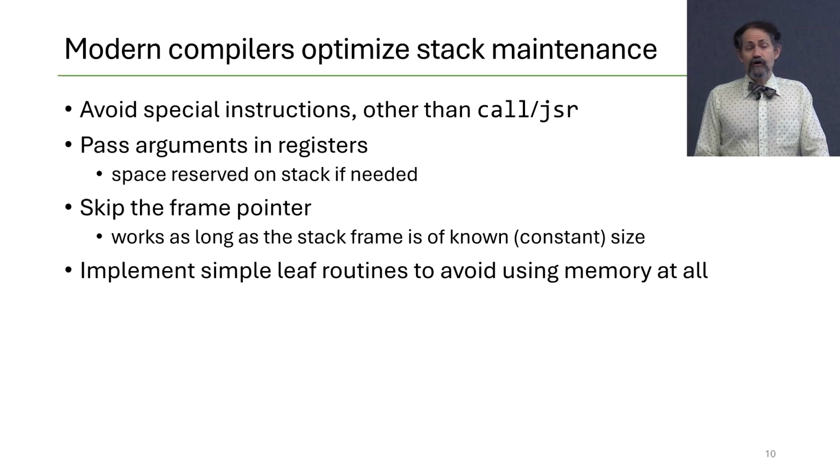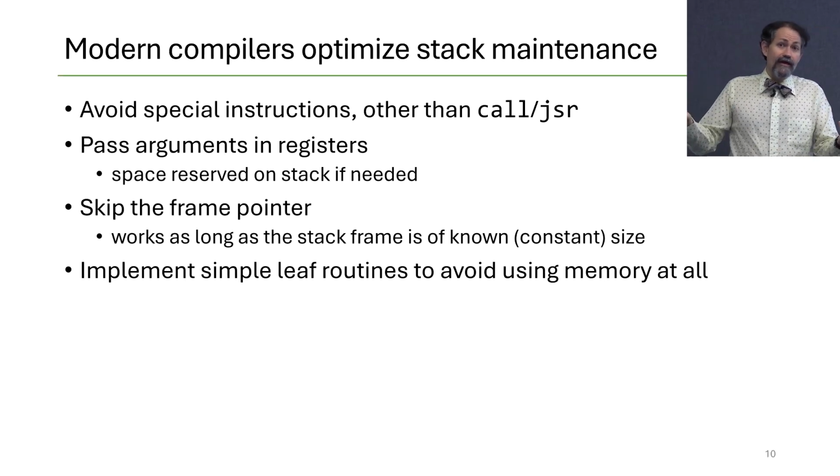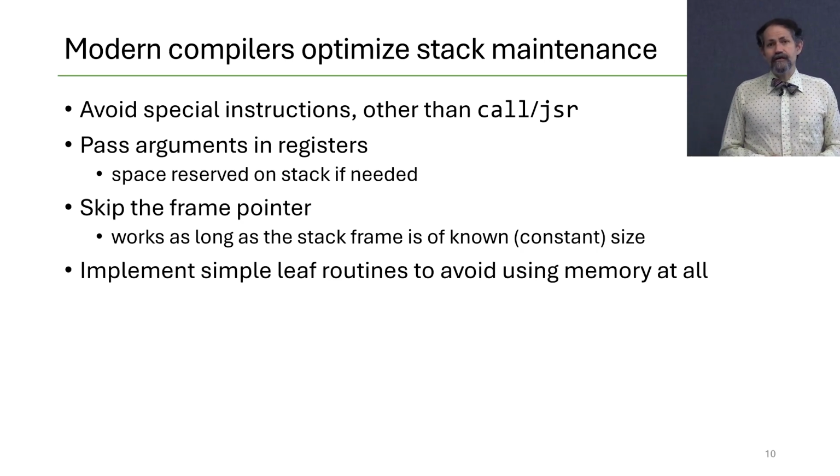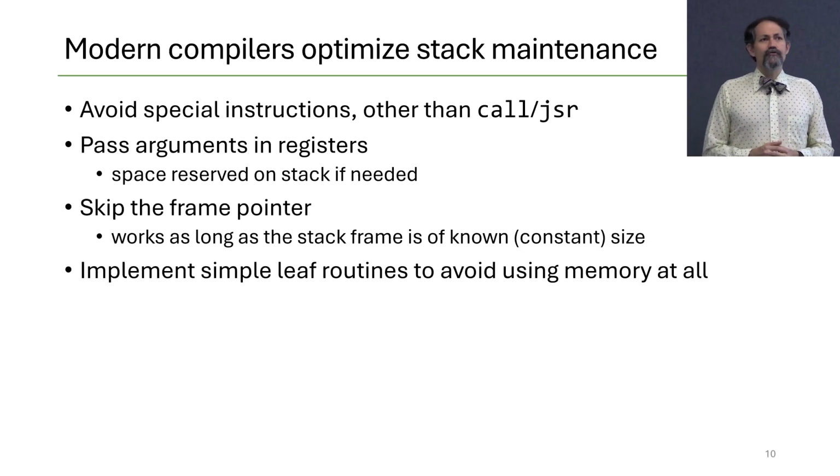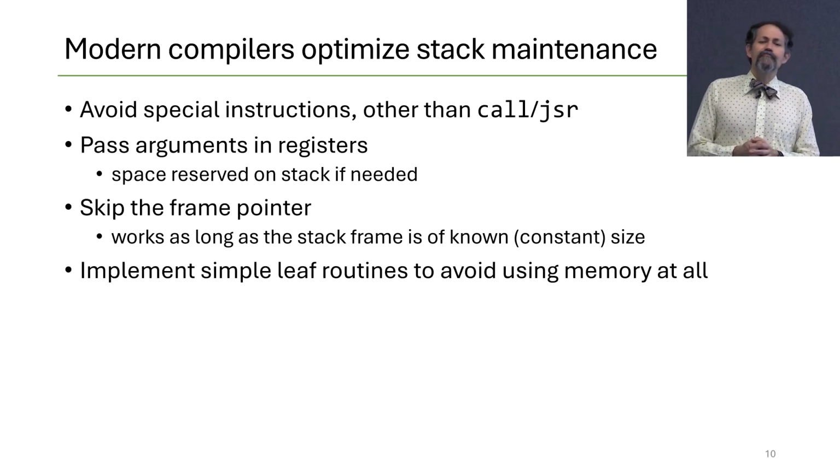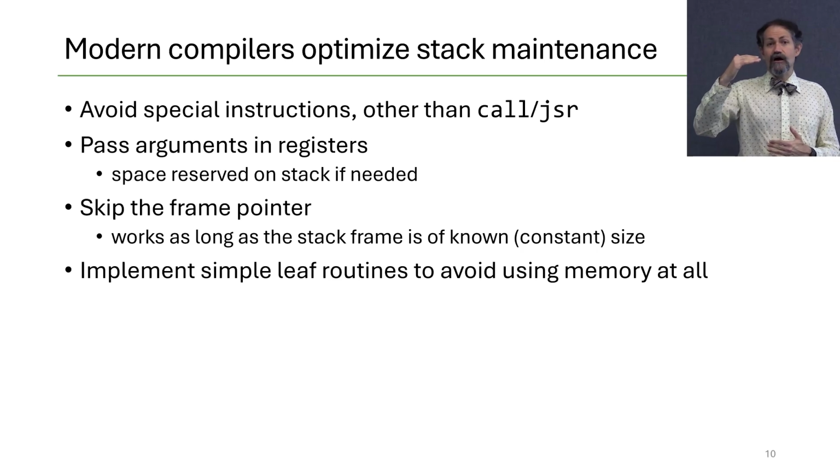Typically, modern compilers will pass arguments in registers because it's faster. The callee will usually have to use those right away, and they'll use them from the registers, and so they're right there where needed. Typically, we will also reserve some space for those arguments on the stack so that the callee can put them there if it needs to. Modern compilers typically skip the frame pointer. We don't really need a frame pointer. We can just access everything off of the stack pointer as long as the stack frame is of known constant size. We just compute where to go from the stack pointer, and we're good to go.